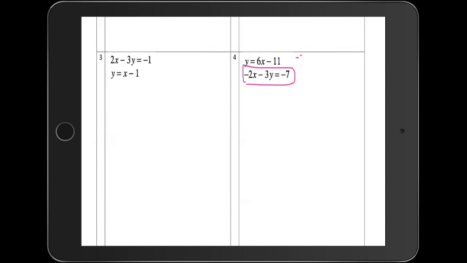I have negative 2x minus 3y equals negative 7. I want y by itself, so I want the y term to be by itself on that side of the equation. I should get rid of the x term. The x term is a negative 2x. In order to get rid of it, I could simply add 2x to both sides.